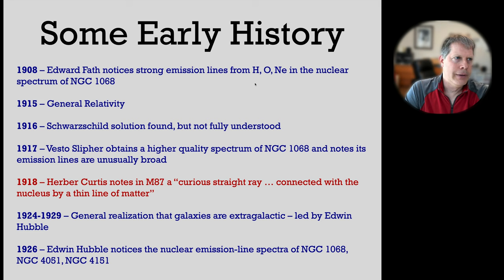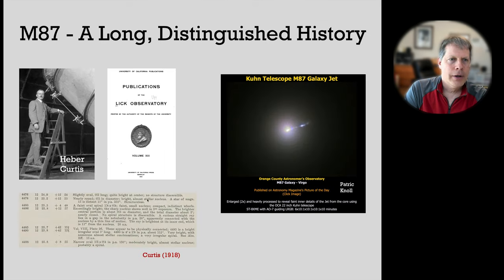Okay, let's remind ourselves of a little bit of history then. I presented this brief historical overview of active galactic nuclei studies, I believe, in the first lecture. I'm just highlighting here one of the important discoveries I had mentioned, and that is a man named Heber Curtis, who noted back in 1918 in the galaxy M87, which is a very massive galaxy that sits in the center of the Virgo cluster, a so-called curious straight ray connected with the nucleus by a thin line of matter. Here is Heber Curtis. Here's an image of Heber Curtis. Here, in fact, is the publication where that text comes from.